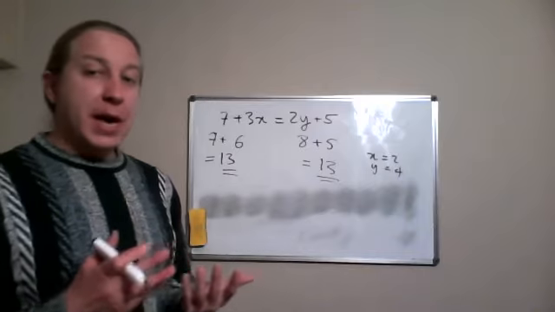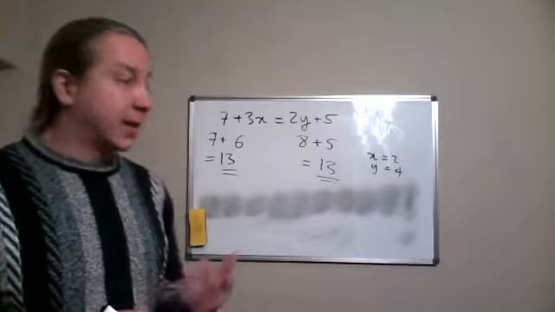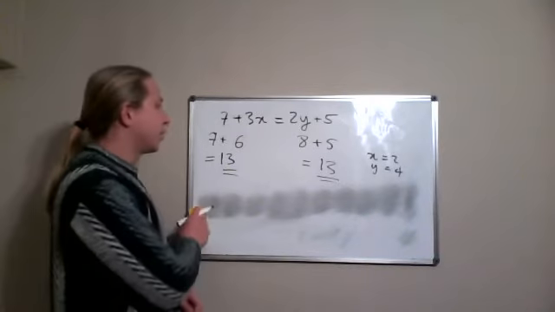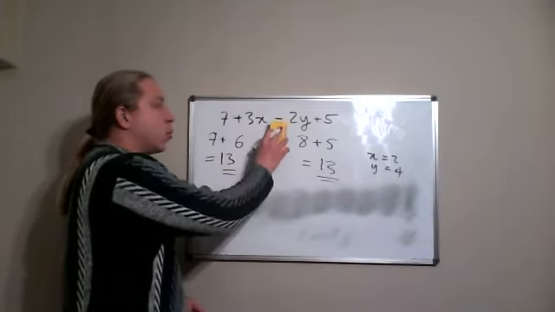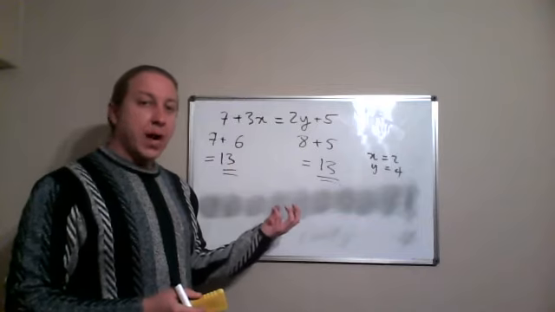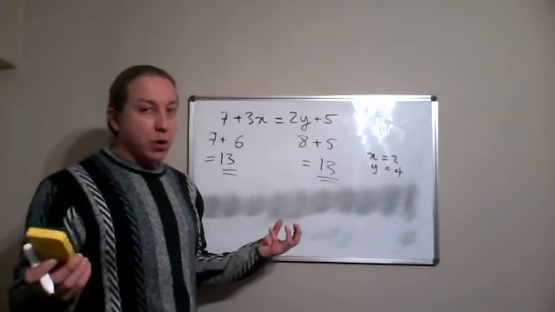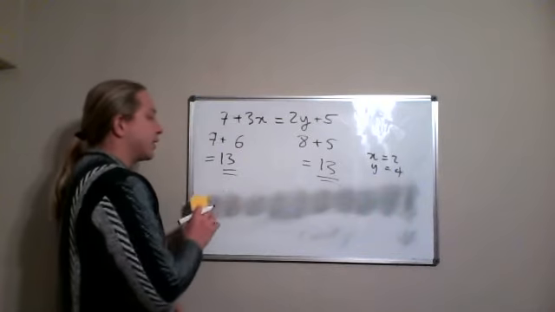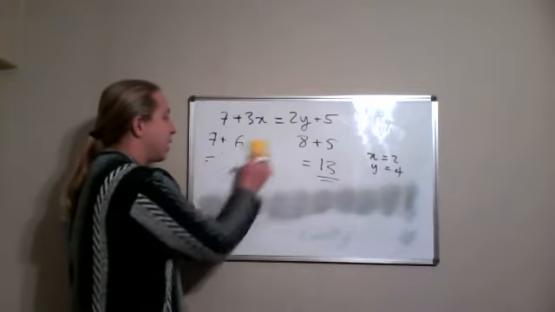Maybe there are other values of x and y that can make this equation true, but at this stage we're not really concerned with that. The point is that the equal sign means that whatever we have on the left-hand side equals whatever we have on the right-hand side, and we've proved that by substituting our values in. Alright guys, so that is our equations and expressions.